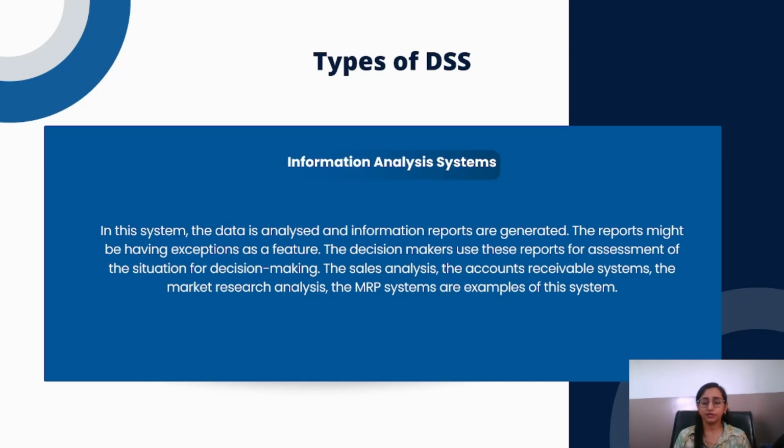Decision makers use the information reports to assess the current situation and make informed decisions. The detailed analysis and highlighted exceptions in the reports provide a comprehensive view, aiding in better decision making. Here are some examples of information analysis systems, like sales analysis, which means analyzing sales data to understand performance trends, identifying top selling products, and spotting areas needing improvement.